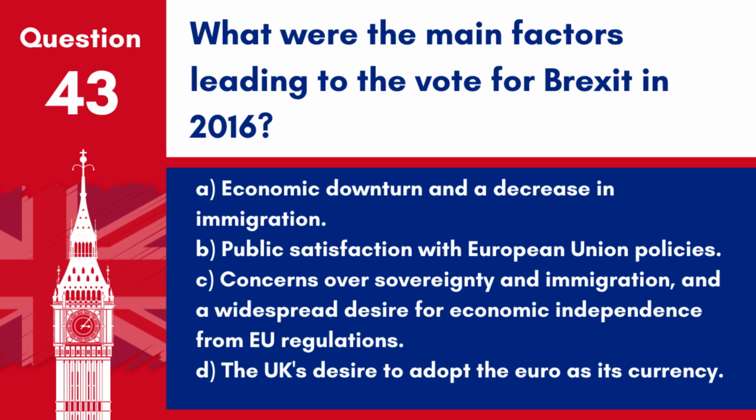Question 43. What were the main factors leading to the vote for Brexit in 2016? A. Economic downturn and a decrease in immigration. B. Public satisfaction with European Union policies. C. Concerns over sovereignty and immigration, and a widespread desire for economic independence from EU regulations. D. The UK's desire to adopt the euro as its currency.